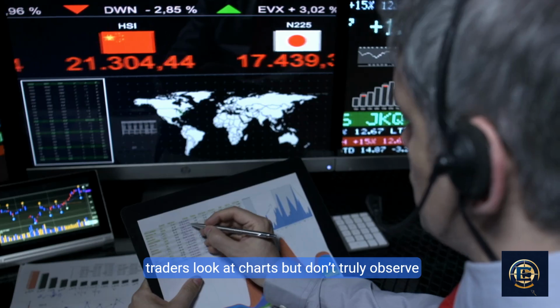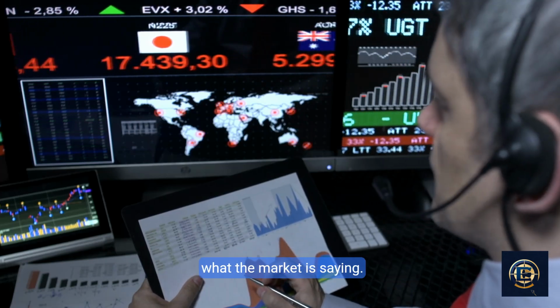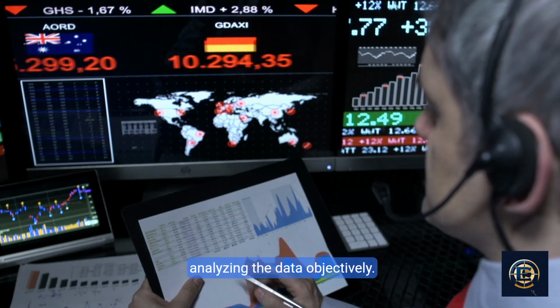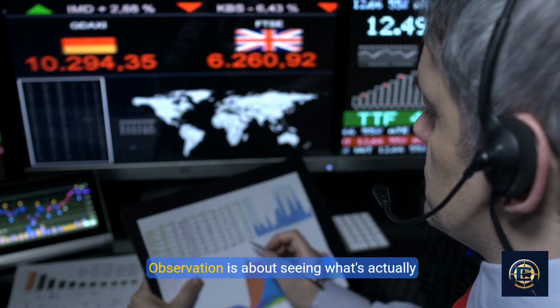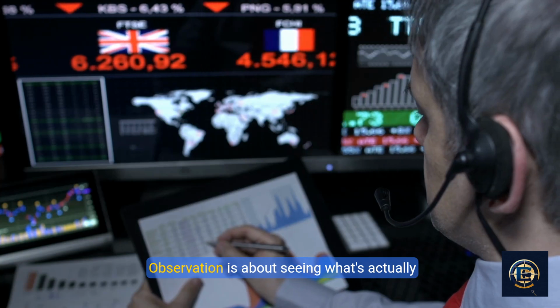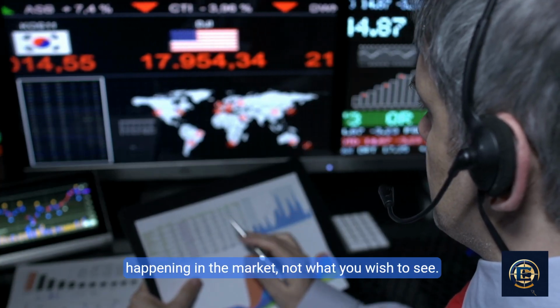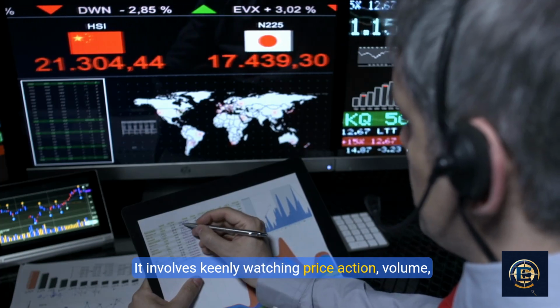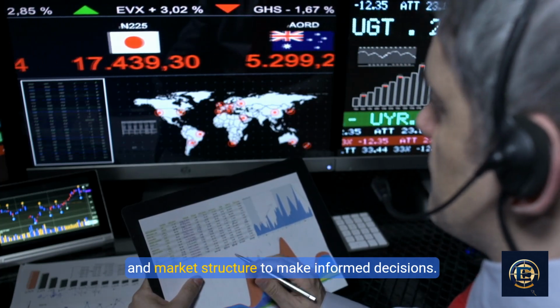Many traders look at charts but don't truly observe what the market is saying. They often hope for certain outcomes rather than analyzing the data objectively. Observation is about seeing what's actually happening in the market, not what you wish to see. It involves keenly watching price action, volume, and market structure to make informed decisions.